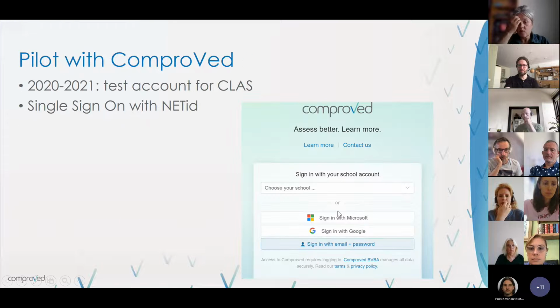and we were just curious to see what we could do with ComproVed. So we did a pilot. Not really a test account, but we could have the account for a little less money because it was COVID time. So that was nice. I could pay it out of my education fellow money.